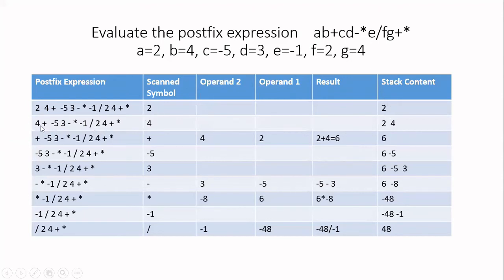Next, I'm scanning 4. The 4 is again an operand. Push it in the stack. I have 2 and 4 on the stack now. Next, I have plus. Plus is an operator. Since it is a binary operator, pop 2 operands from the stack. Whatever you are popping first, 4, that will be your operand 2. Then 2 is your operand 1. Now perform operand 1, operator, operand 2. That is nothing but 2 plus 4 is equal to 6. 6 is your new result. That result you have to push into the stack.